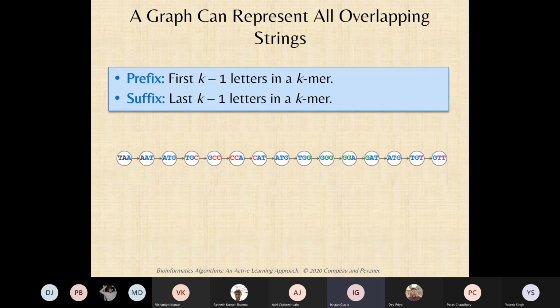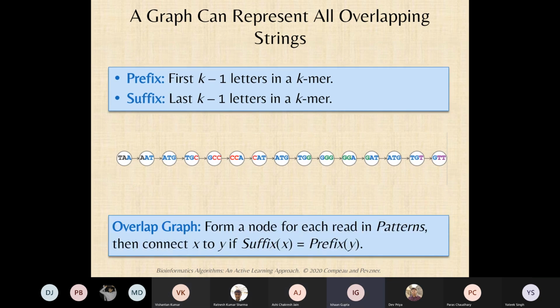Okay, so now let's define how we do ordering of k-mers. A prefix of a k-mer is the first k minus 1 letters in the k-mer. The suffix of the k-mer is the last k minus 1 letters of the k-mer. Okay, so the prefix of TAA is TA and suffix is AA. Clear to everyone?